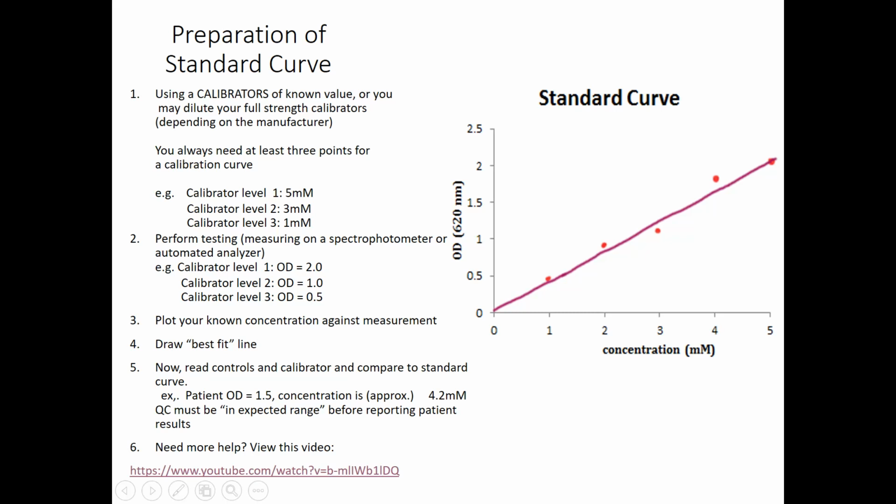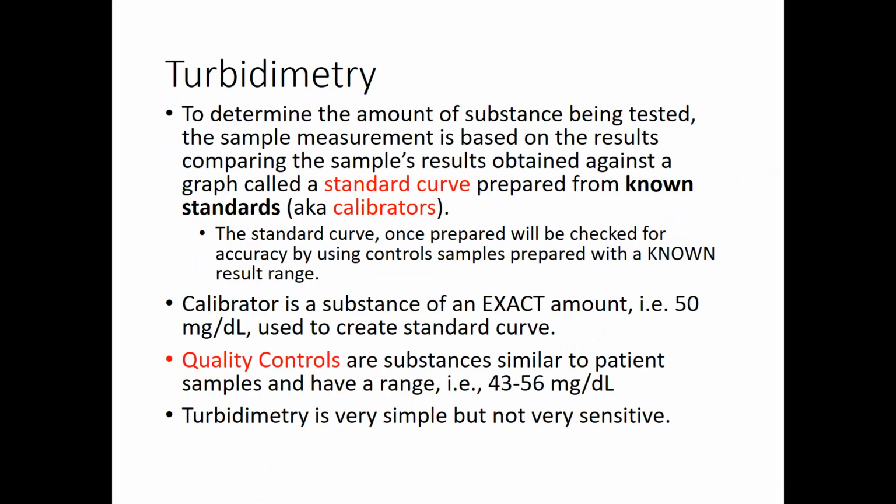We would also run quality control. So quality control, unlike these standards, the standards we know what the result is exactly. Standard one is exactly 5 millimoles. Quality control is just, I don't have it here. Quality control gives us a range. So we again will have 3 levels of quality control. There'll be a low, a normal, and a high.